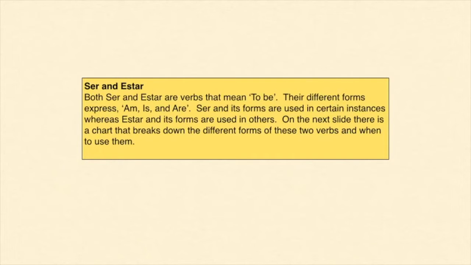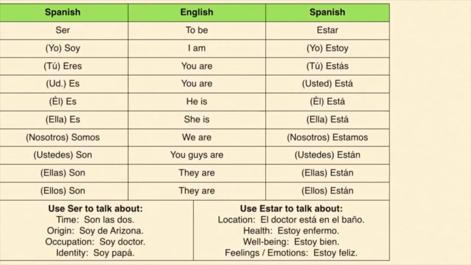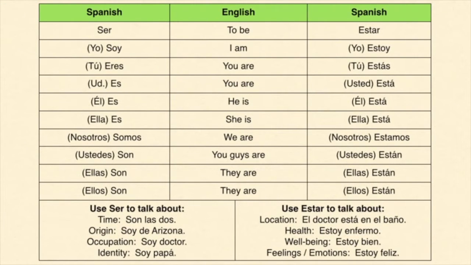On the next slide, there is a chart that breaks down the different forms of these two verbs and when to use them. Let's take a look. So you'll notice in the middle, the English column, to be. There are two ways of saying to be in Spanish. We could say ser on the left, or we could say estar on the right. Both of these verbs mean the same thing in English.